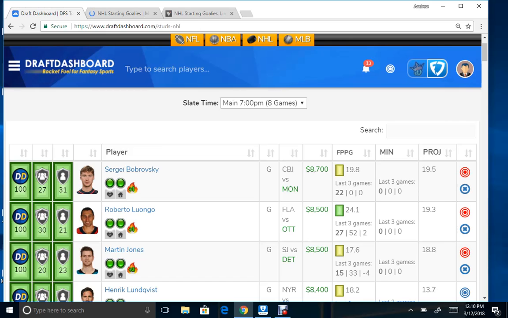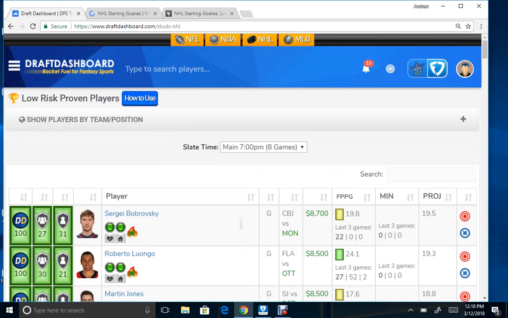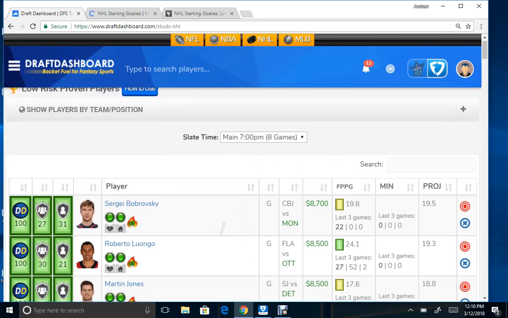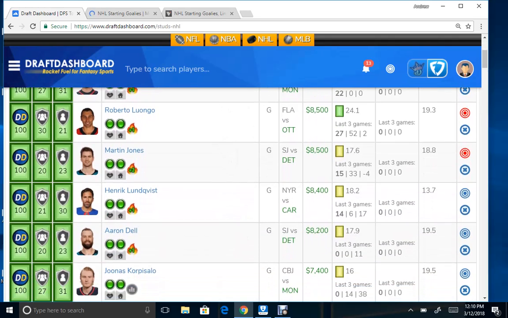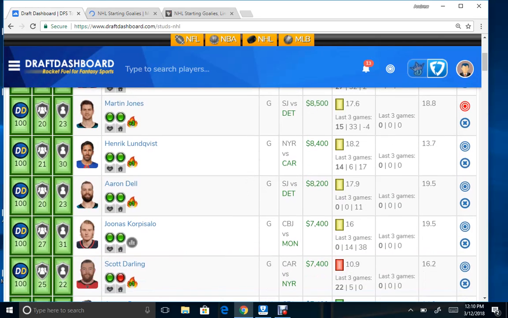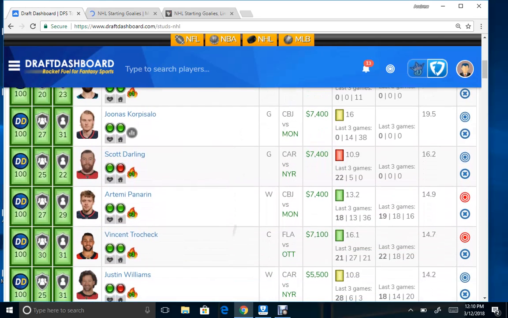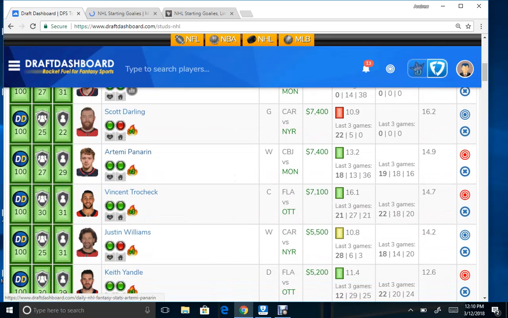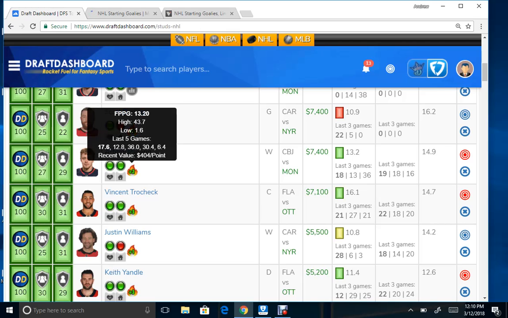So, looking at what I'm doing here, I'm looking at low-risk, proven players. Let's take a specific look and dive into a particular player that I'm watching here, such as Artemi Panarin for the Columbus Blue Jackets. I noticed already that the Columbus Blue Jackets were favored and have a high implied point total for the day versus Montreal. So the team is favorable. They're at home here. His last 5 games scoring, as shown here, 17, 12, 36, 30, and 6 points.